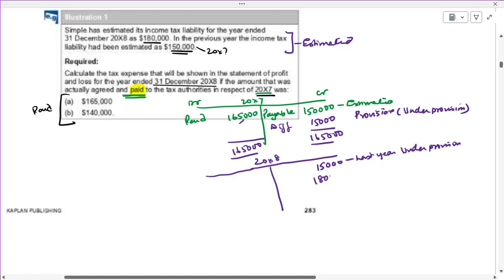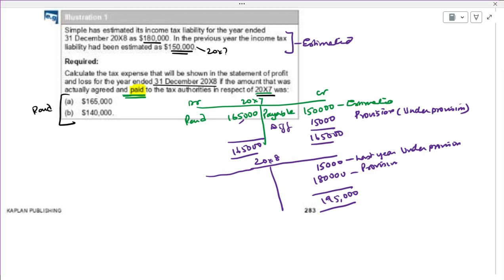And for the current year, how much are you making as a provision? Current year you are making a provision of 180. Means the total provision you have to make is 195. First you have to fulfill last year, then think about the current year. It is simple. If you have not paid tax last year, first you pay the last year tax, then the current year tax. Think like that, it is very clear to understand.